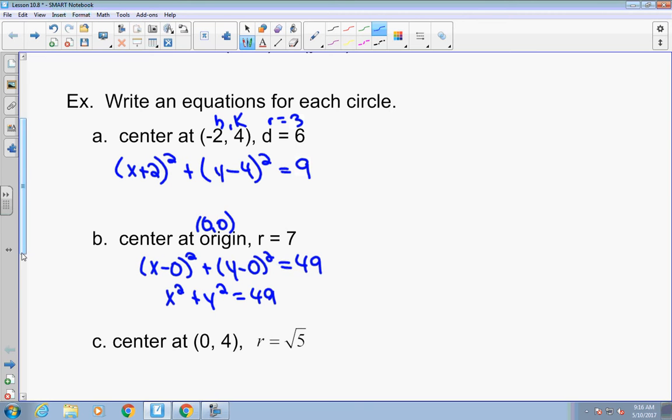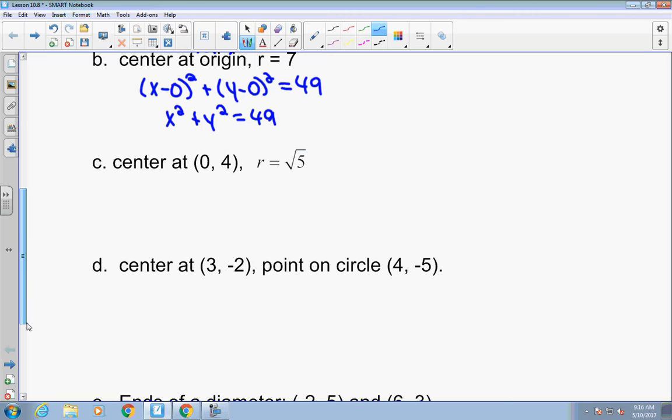All right, here's another one. This one has a center at 0, 4 and a radius of radical 5. I'm going to go ahead and write my equation down again. So what would this look like? x minus h would be what? Just x, right? So that would be x squared plus y minus 4 quantity squared equals, what's my radius squared? 5. When you square a radical, it goes away, right? So x squared plus y minus 4 quantity squared equals 5.